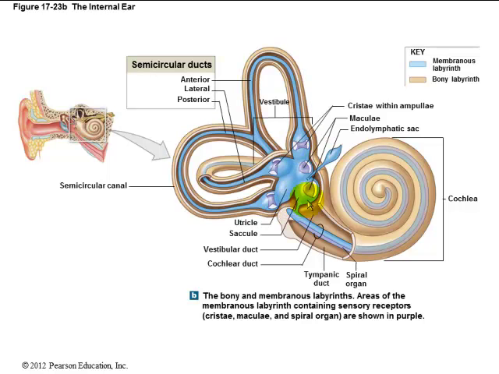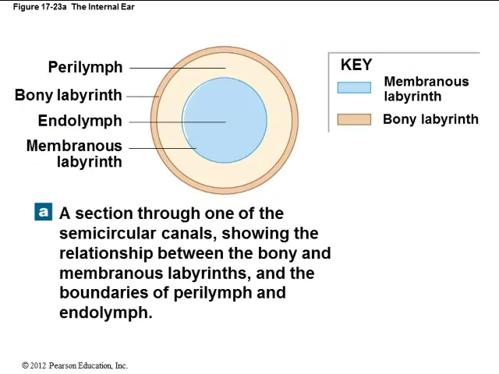And you can see within the vestibule there is a utricle and saccule, and attached to those there are three semicircular canals, each one with a semicircular duct inside. If you look at a cross-section through the semicircular canal, you can get an idea of the relationship between the fluids and the walls. So the outer wall is the bony labyrinth, and it encloses the perilymph, and inside of the perilymph, floating in it, is the membranous labyrinth, and inside of that is the endolymph.